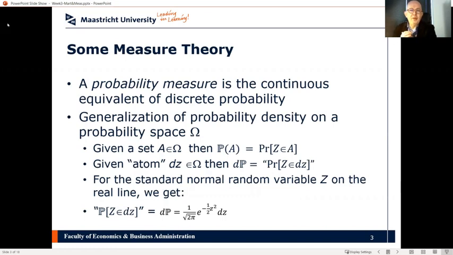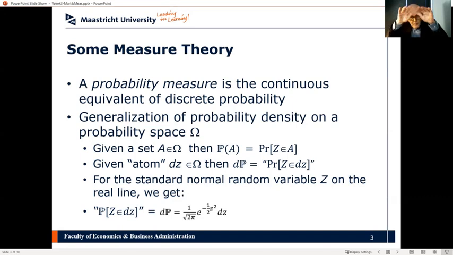So I'm going to do a very small recap, very high level, of some measure theory. When you work with a discrete random variable, like you do in the binomial tree, you have discrete events, like the probability of throwing a die, and then you can throw a 1 or a 2 or a 3 up to a 6. And to each of these discrete events, you can give a probability.